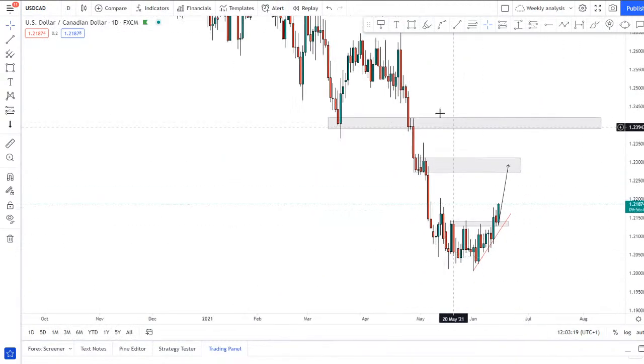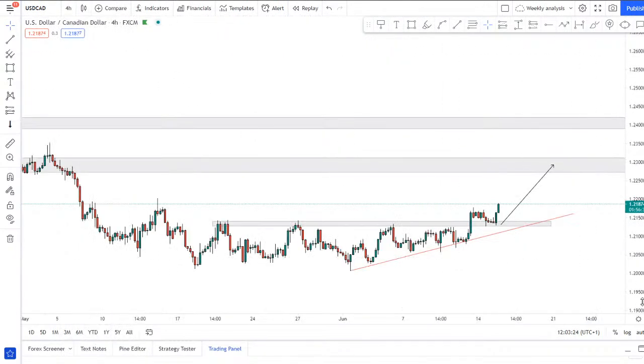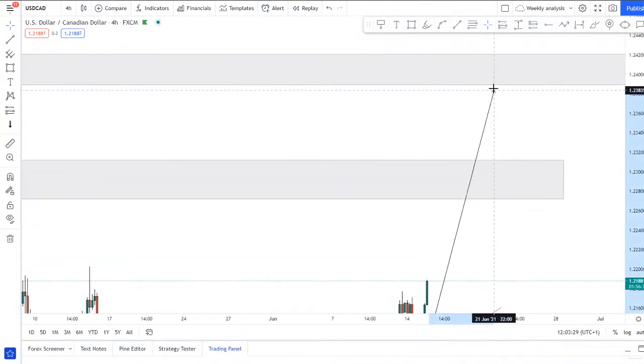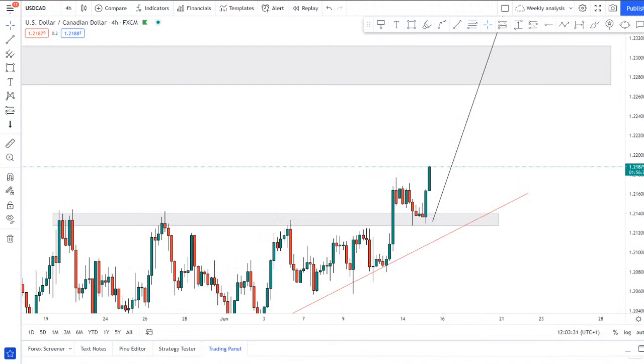But you can see on the daily we have this big collapse to the downside, so I'm looking for price to retrace that and see some continuation higher. So I do see USD/CAD pushing to 1.23 and a break of that into 1.24.